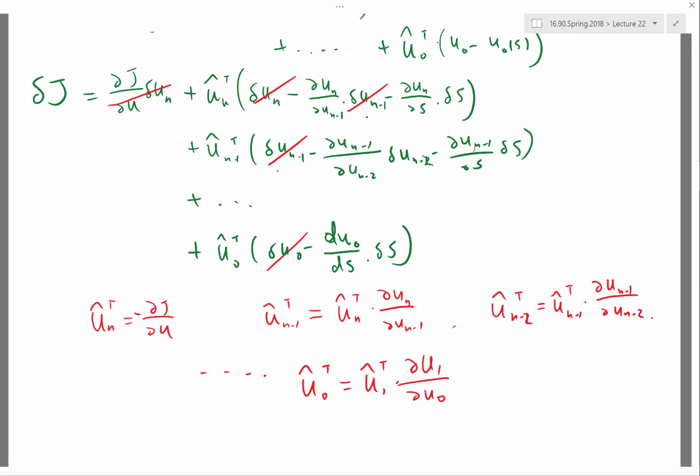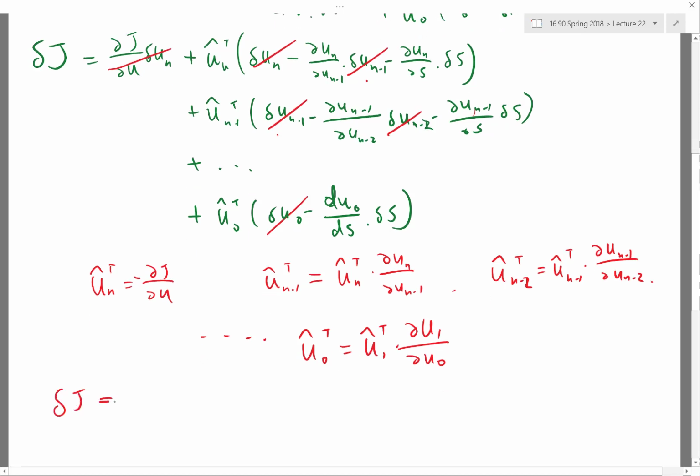So with all of this, all the delta U's are cancelled, and my delta J would be left as what? It'll be a direct function of delta S, right? All the terms that involve the intermediate delta U's are cancelled, and the resulting delta J is just a summation of i goes from 0 to N of U hat i transpose times partial U_i partial S times delta S, just like our first example.